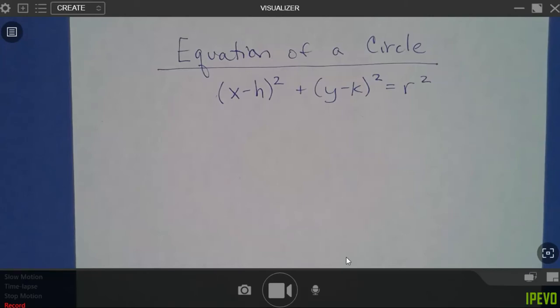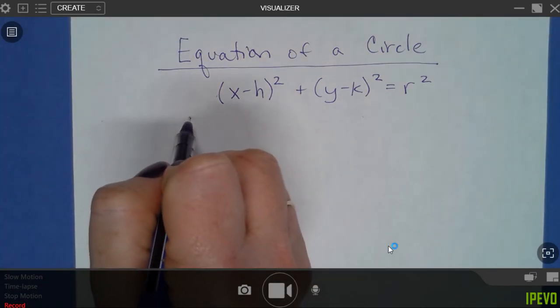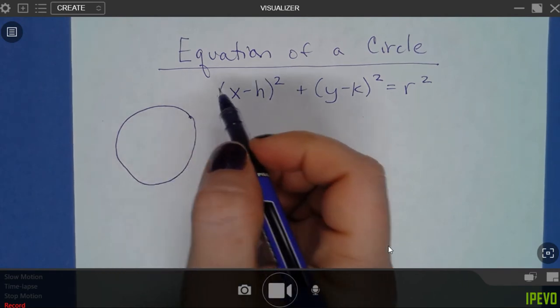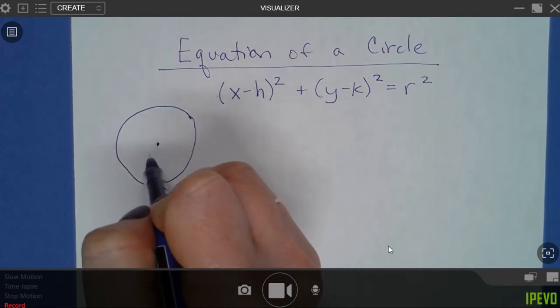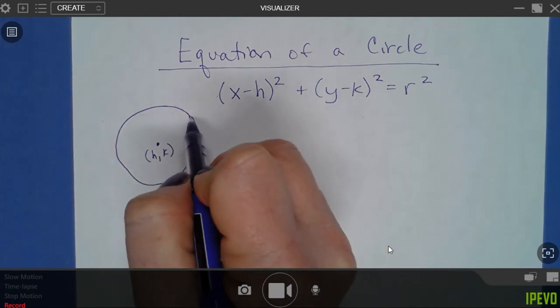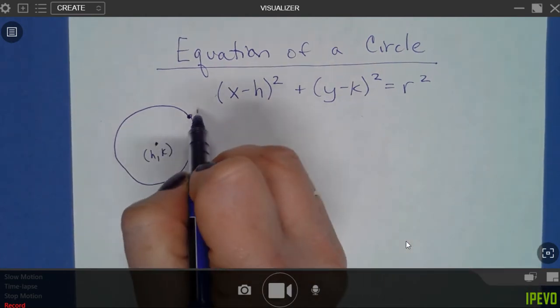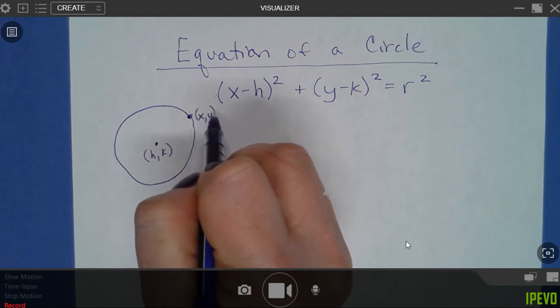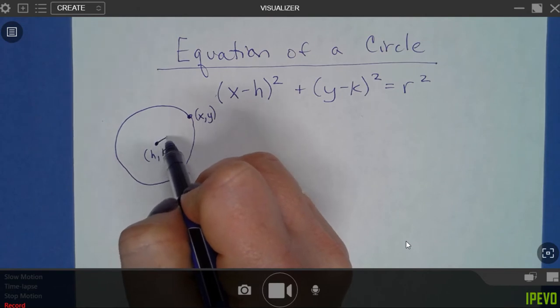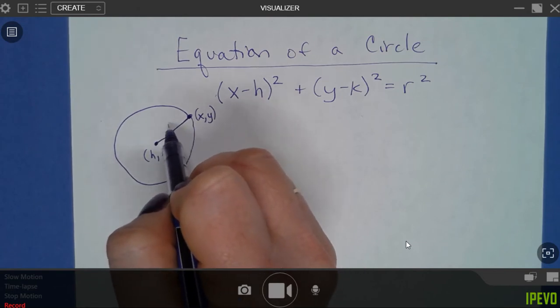So we've already derived the equation of a circle, so I'm going to focus on how to use the equation of a circle, or how to write an equation of a circle. So if we have a circle, the center is represented with an H and a K, and any point on your circle is an X and a Y. And remember that the distance from the center of the circle to a point on the circle has a special name that we call the radius.